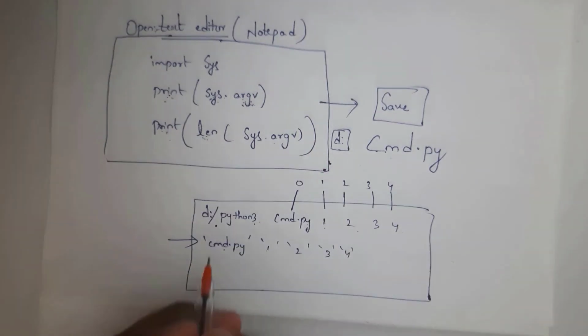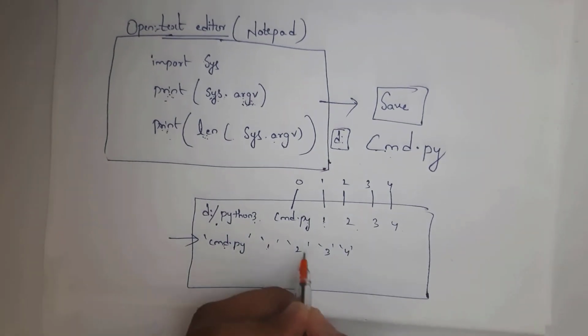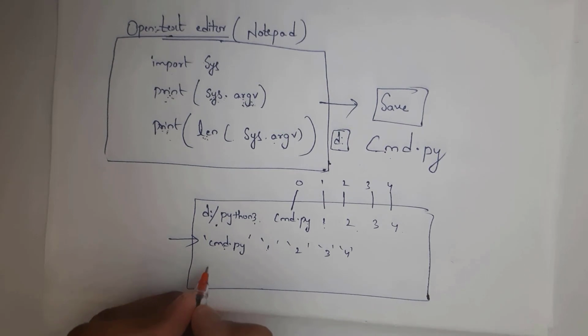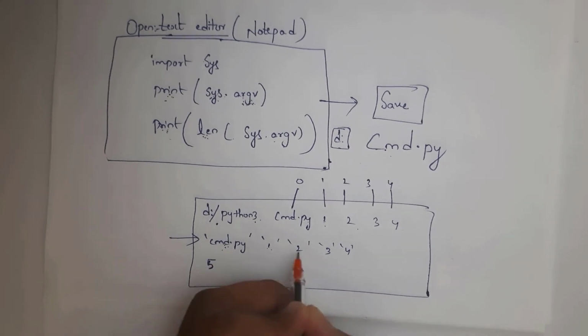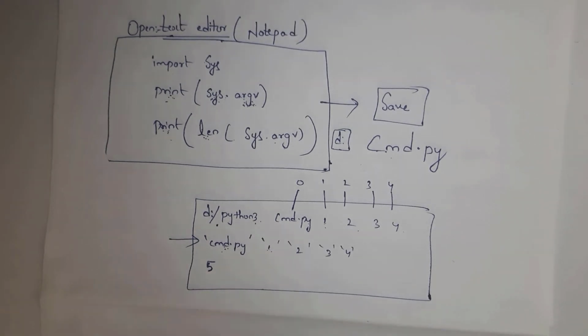It will display the length. Total there are 5 inputs, 1, 2, 3, 4, 5. So it will display output 5. Here the file name is also considered as one input. So total there are 1, 2, 3, 4, 5. Total there are 5 input values. So you will get length 5.